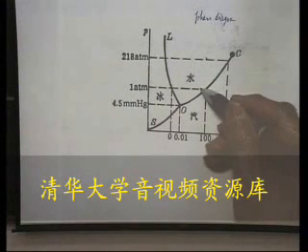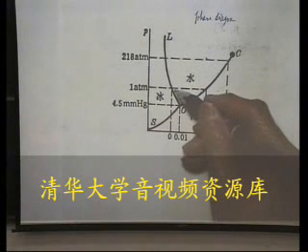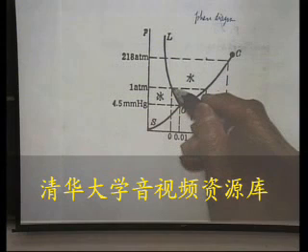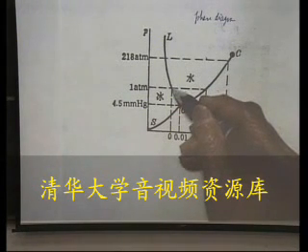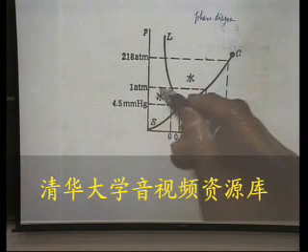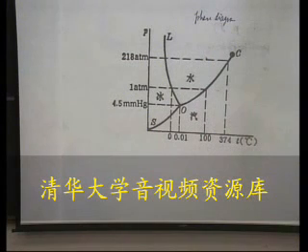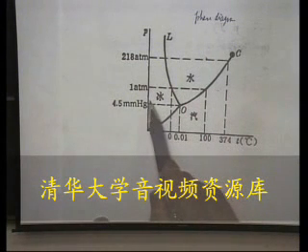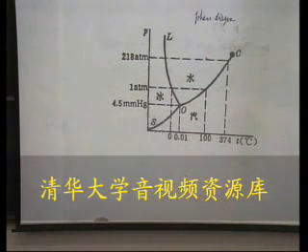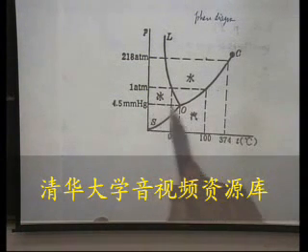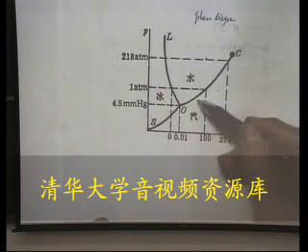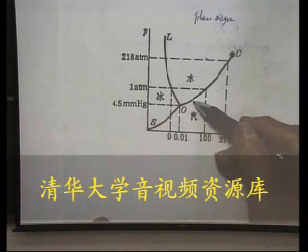我们大家都知道 as you cool water at 1 atmosphere, when you reach 0 degrees, it would begin to freeze. And if you further cool it down, it becomes ice. So this is the phase diagram. Now if you go to a lower atmosphere, for example, if you go to higher altitude, the atmospheric pressure becomes less. In that case, water begins to boil at a lower temperature.